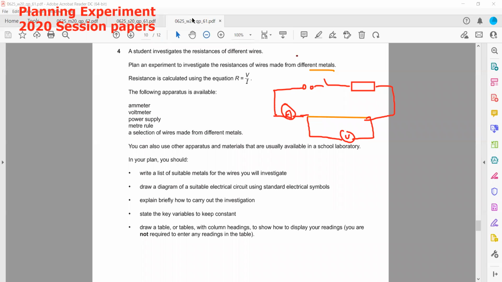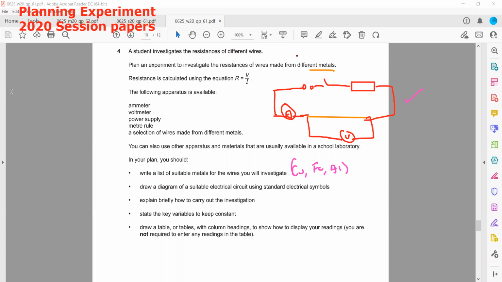So here, for example, we have copper. You can even mention an alloy as well. So brass, copper is there, iron is there, aluminum is there. Then draw a diagram using standard symbols. So that we did. Then explain how you carry out the experiment.